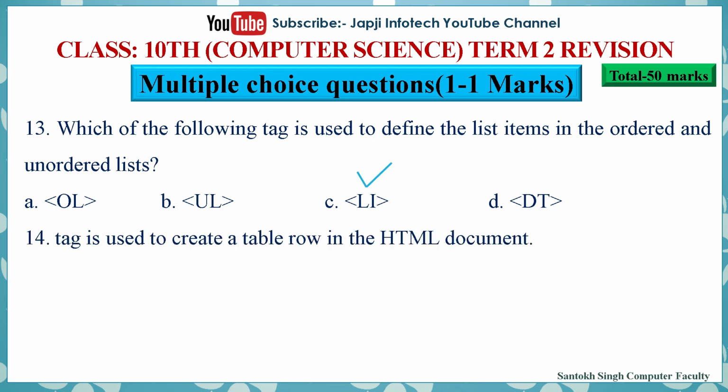And the 14th one is dash tag is used to create a table row in the HTML document, and the options are row, table row, TR, and the last one is R tag. And the right answer is TR tag is used to create a table row in the HTML document.